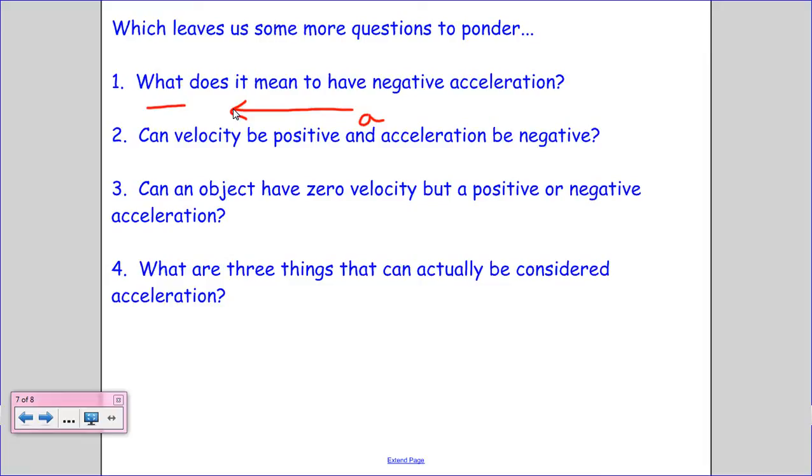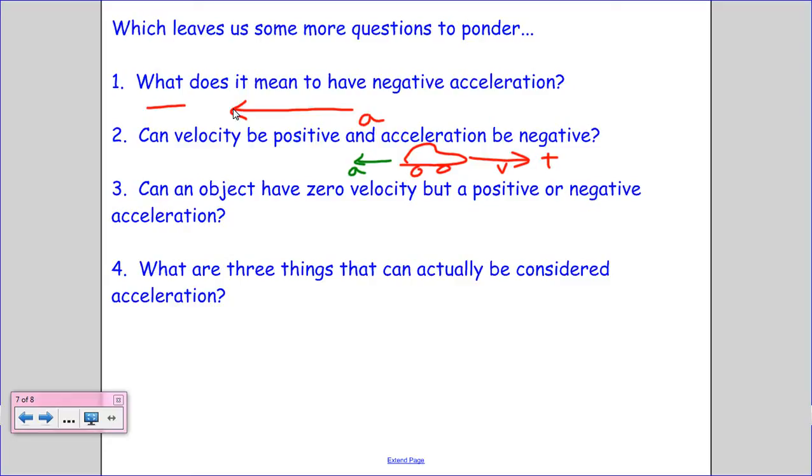Two, can velocity be positive and acceleration be negative? Sure it can. Just think about any time you've been in a car and you come to a stoplight. If we define the direction that your car is moving in as positive, in order to slow down and come to a stop, you need to have a negative acceleration. In this case, before you have come to a full stop, you're still moving forward. You still have a little bit of a positive velocity, but you also have a negative acceleration. And that's what's causing you to stop.